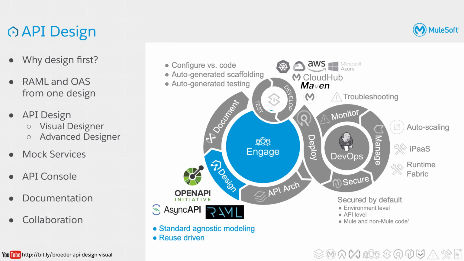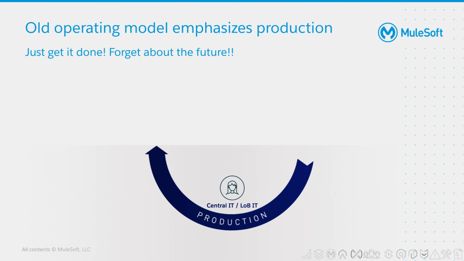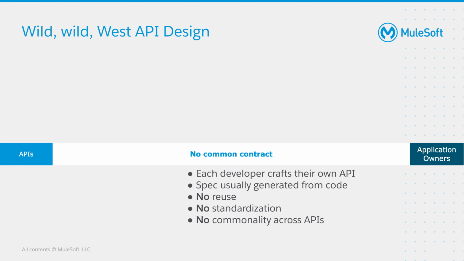Let's take a look at API design. When you think about the old operating model, it was really just about production. How can we get things into production as quick as possible? And we took a lot of shortcuts. One shortcut was on API design itself. It was just get it done and we'll worry about the future later.